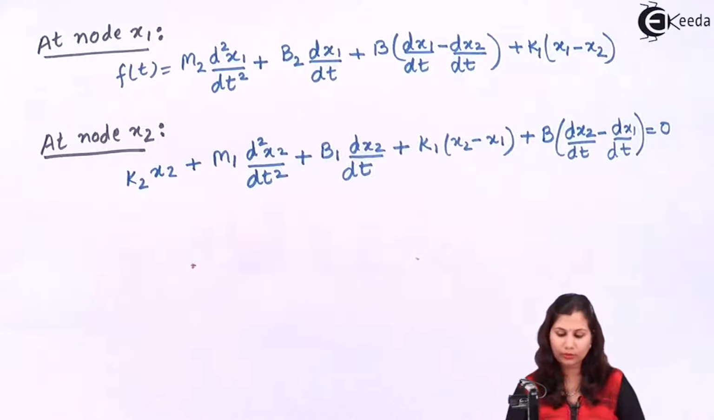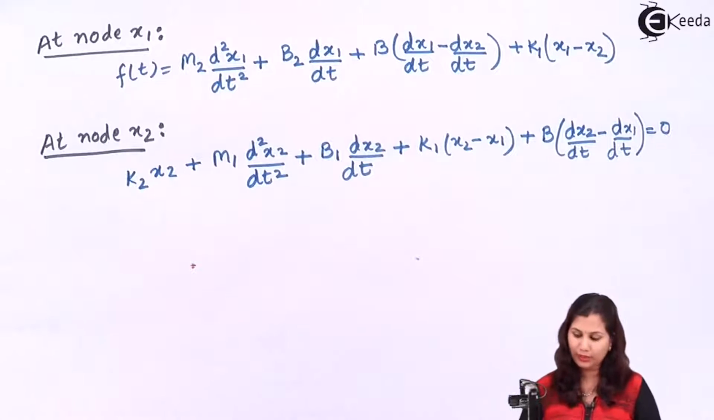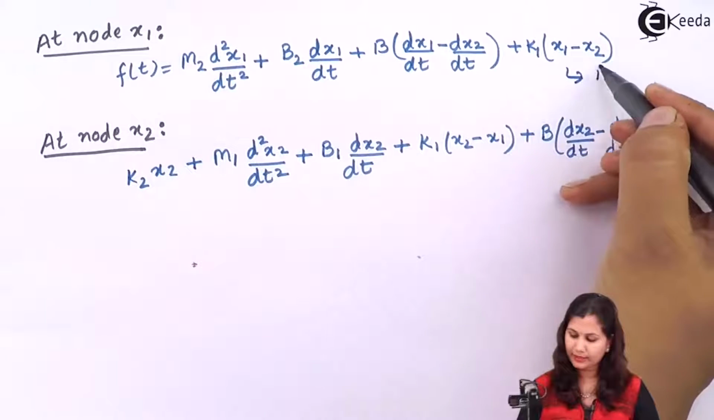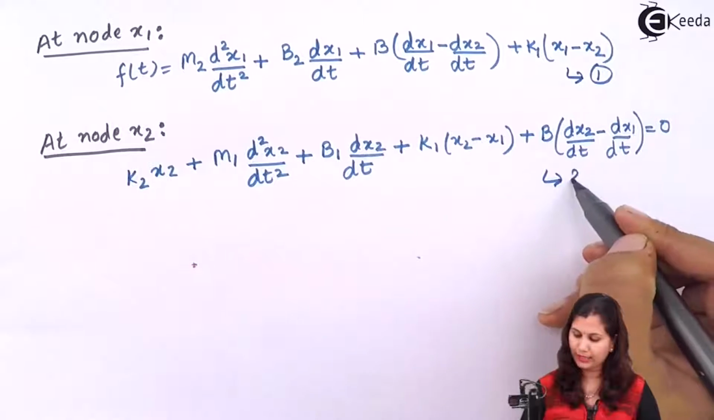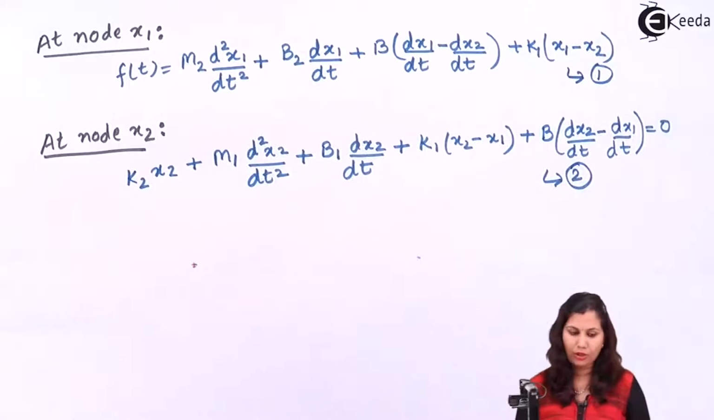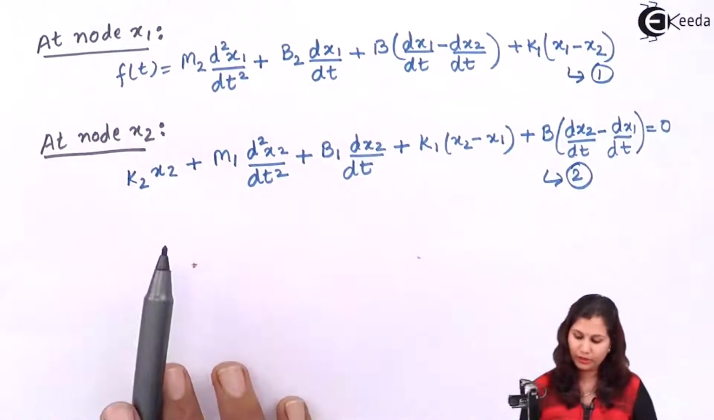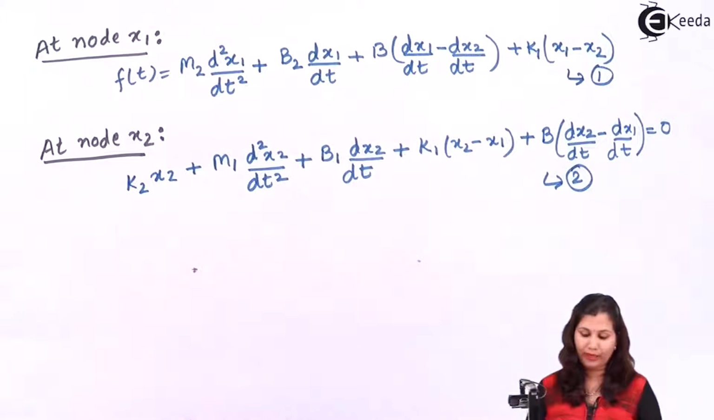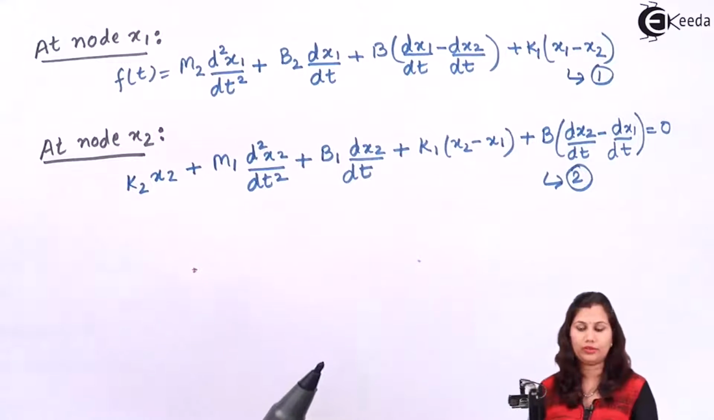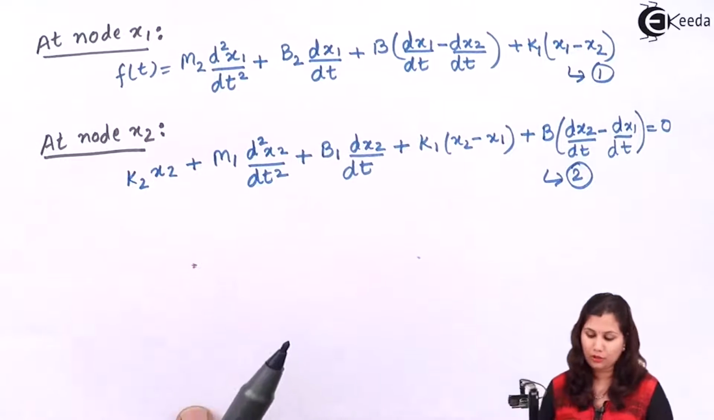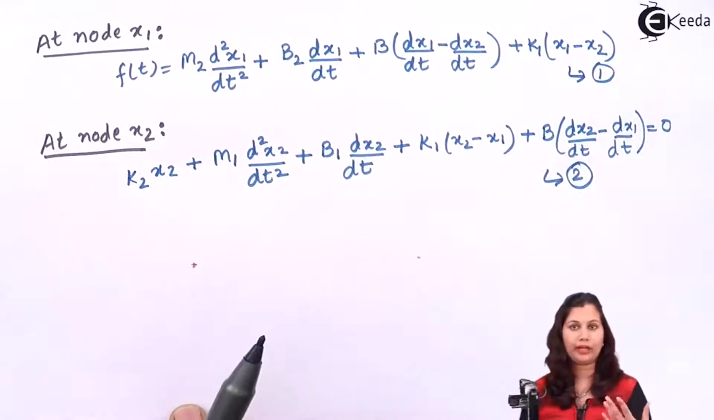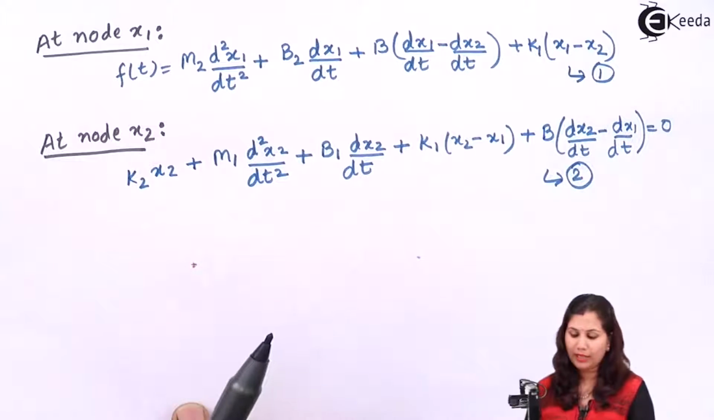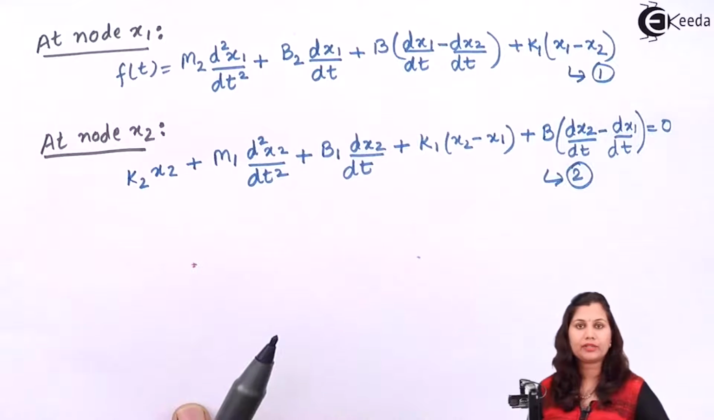Both the nodes, node x1 and node x2, let's write them as 1 and 2. So in these two equations, we have to find out the transfer function. For the transfer function, we have to find out the Laplace transform, and after getting the Laplace transform, we will find out the ratio of the output and the input.